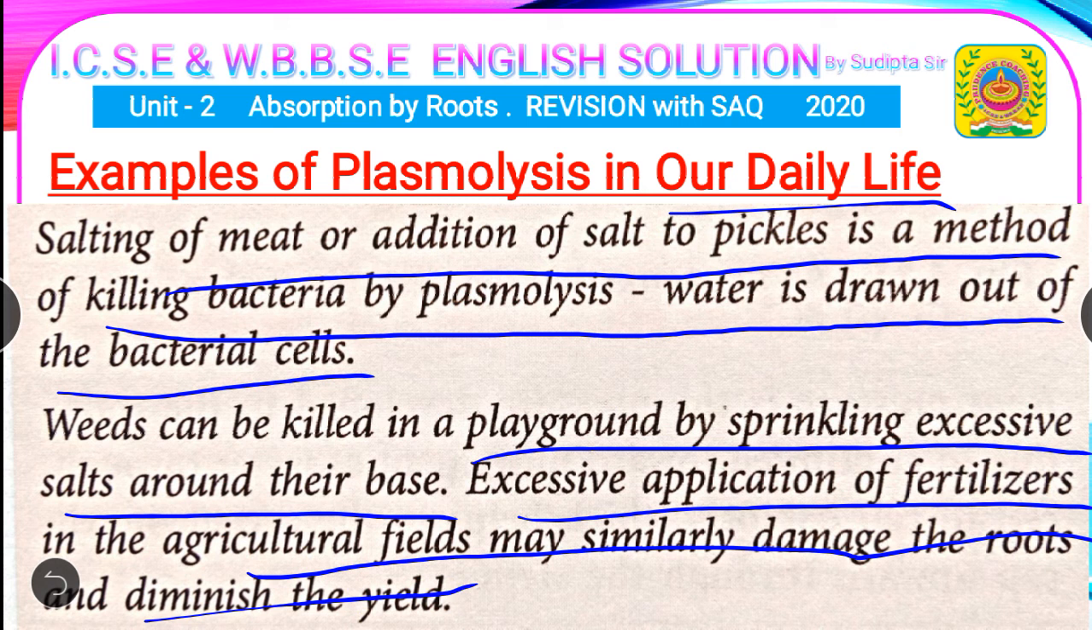So plasmolysis can be effective for killing bacterial cells, or when salt is added to the meat, then plasmolysis occurs. So this is of benefit to us, because in this process the bacteria die. But if we apply too much salt or too much fertilizer in the agricultural fields, then as a result of the harmful effects of plasmolysis, the crops will be ruined.